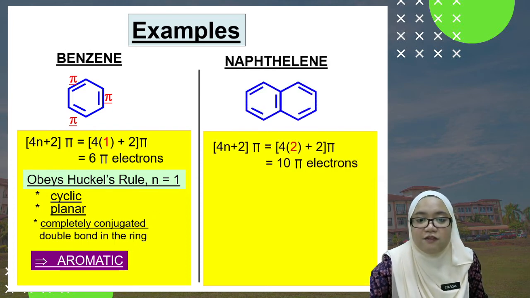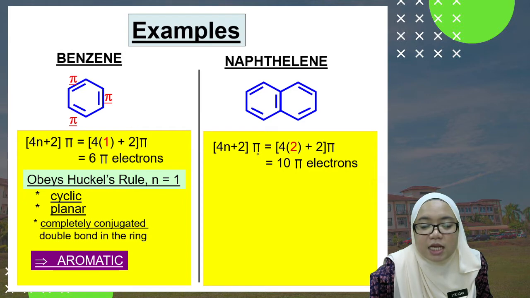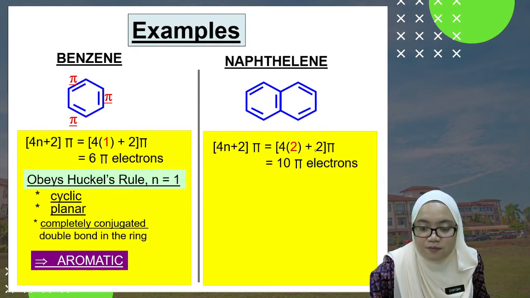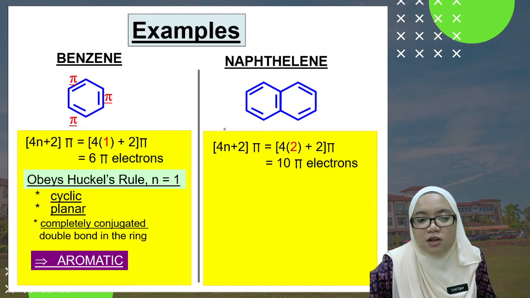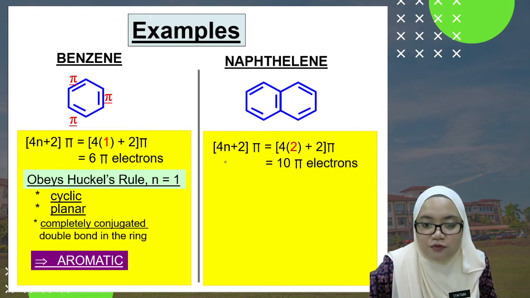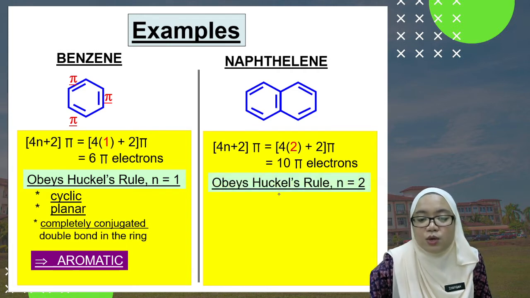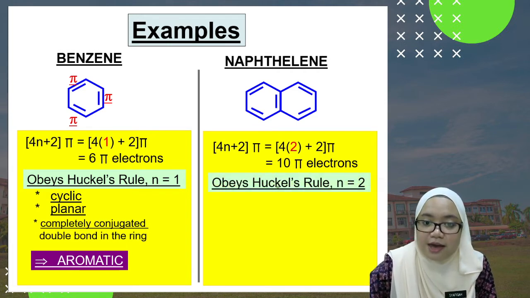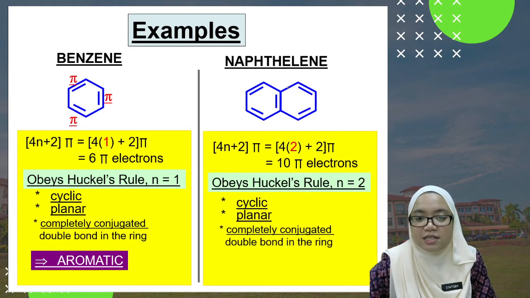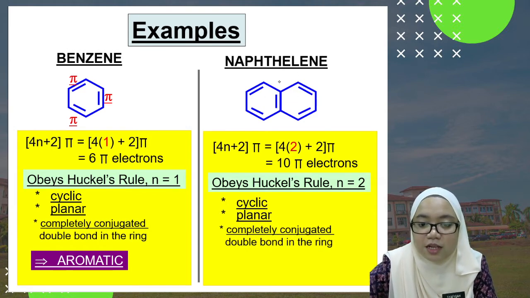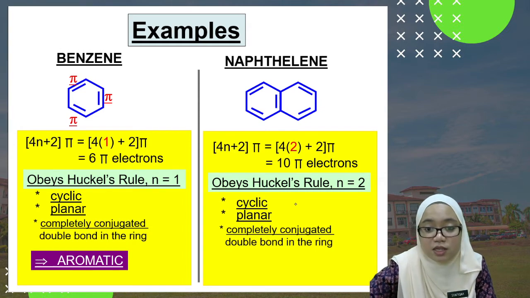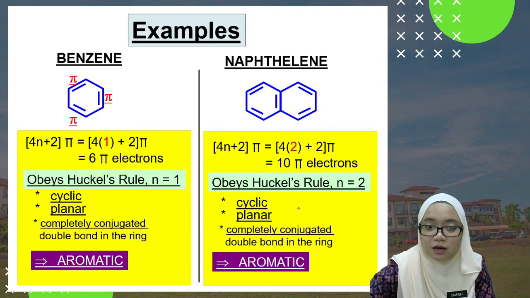Okay, so let's look at naphthalene. Naphthalene has 10 pi electrons: 1, 2, 3, 4, 5 pi bonds, so 5 times 2 equals 10 electrons. With 10 electrons, if we use this formula, we get n equals 2. So when n equals 2, it also obeys Huckel's rule. This structure is also cyclic, planar, and has completely conjugated double bonds in the ring. So this structure is also an aromatic compound.